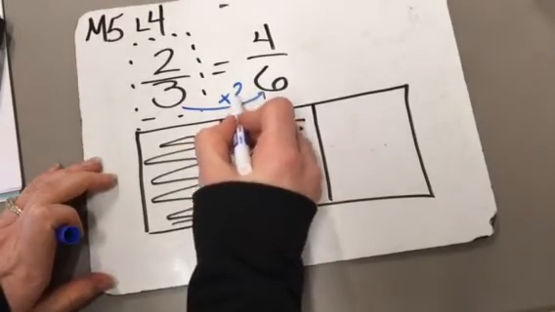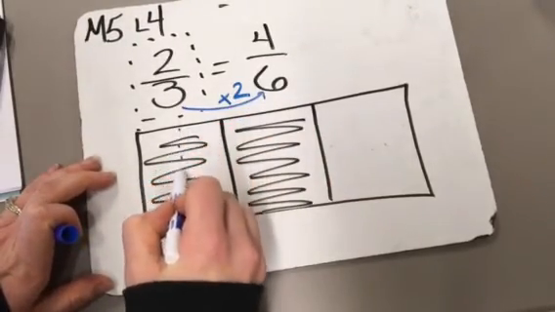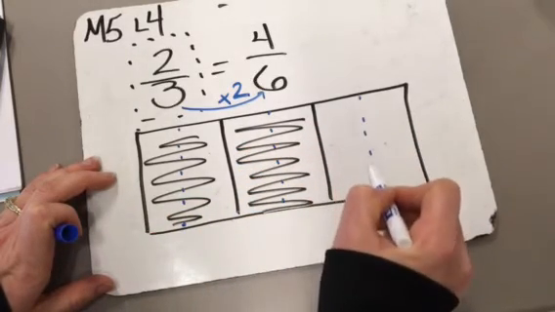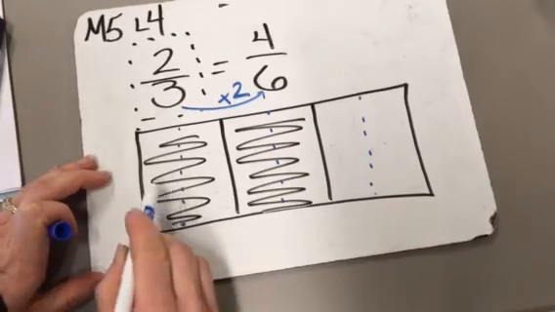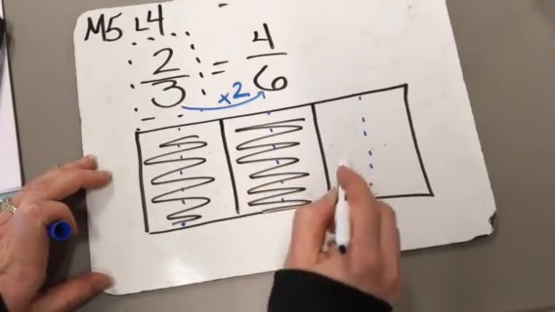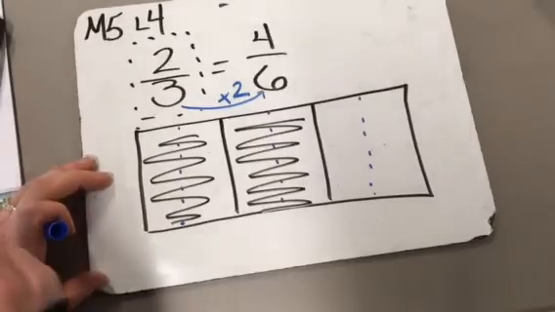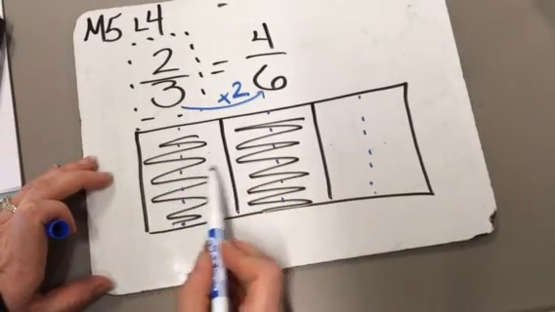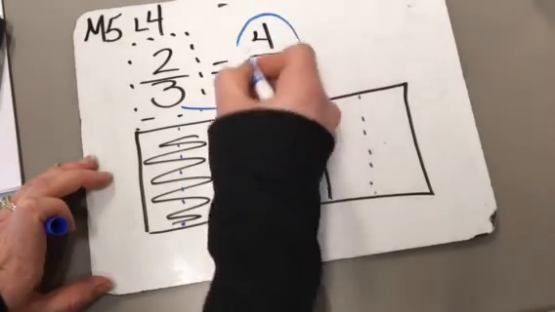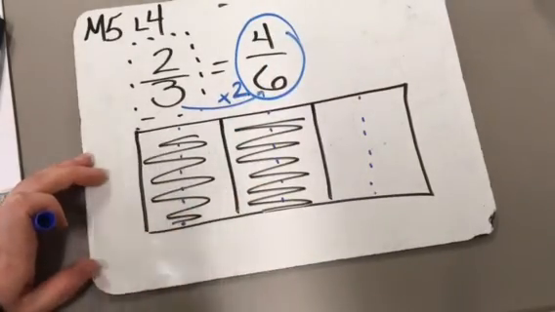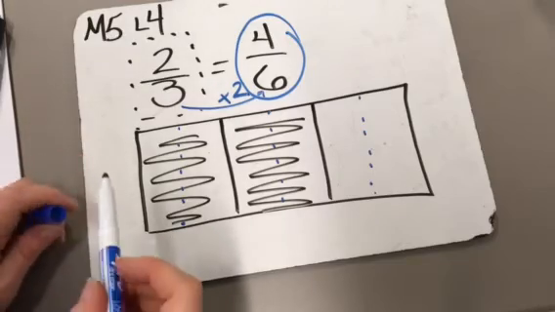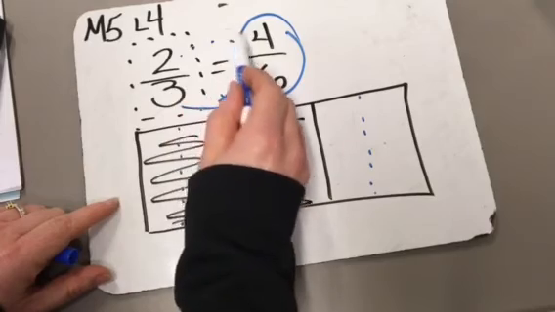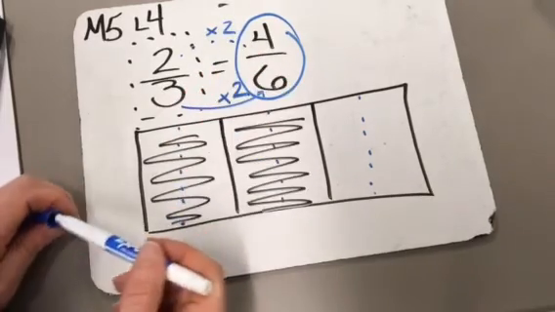Hopefully you said times 2. So I'm going to cut this in half, and cut this in half, and cut this in half. Do I have 6 pieces? 1, 2, 3, 4, 5, 6. I do. So how many are shaded in now? 1, 2, 3, 4. I just proved that 2/3 is equal or equivalent to 4/6. And you could check it this way. 3 times 2 is 6. 2 times 2 is 4.